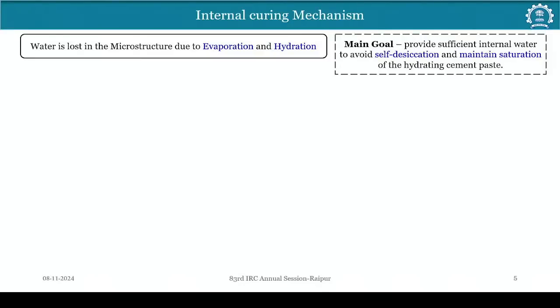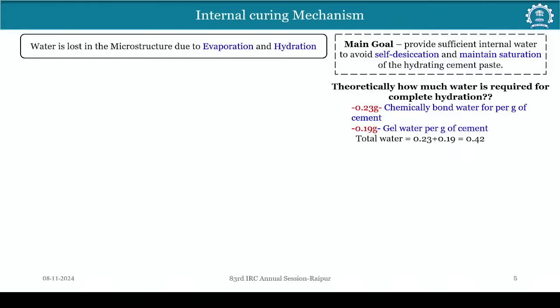Next, the main goal of internal curing is to provide sufficient internal water so that we can avoid self-desiccation and maintain saturation in the hydrating cement paste. So now let's see theoretically how much water is required for complete hydration. Basically, 0.3 gram per gram of cement of chemically bound water is required and 0.19 gram of gel water. So overall we need a 0.42 water-cement ratio for complete hydration. The remaining water we add is just to seal, to avoid the capillary pressure that is being developed.